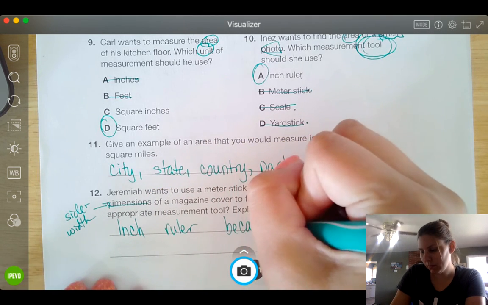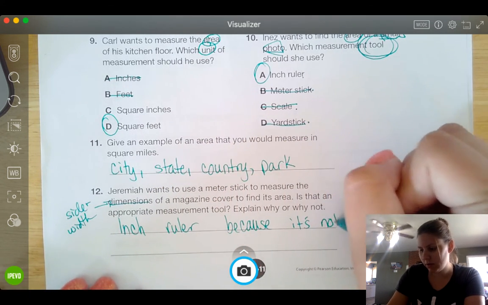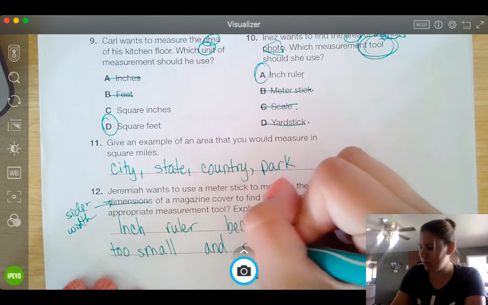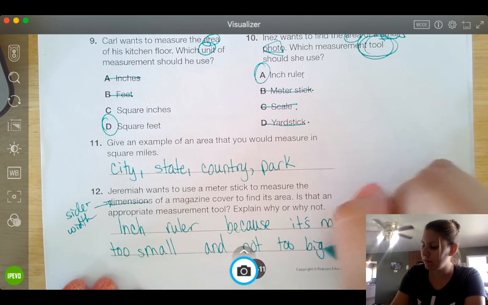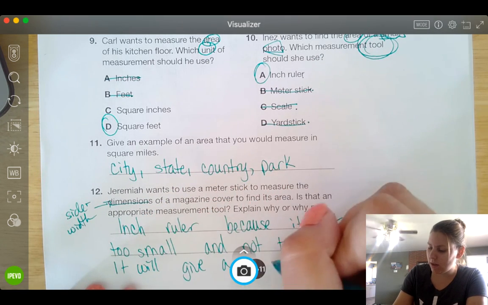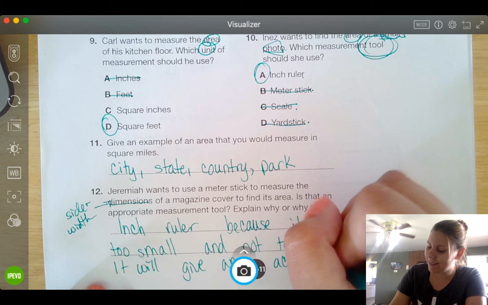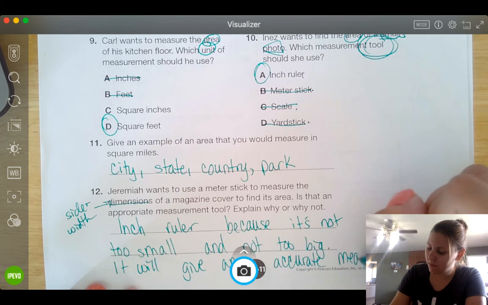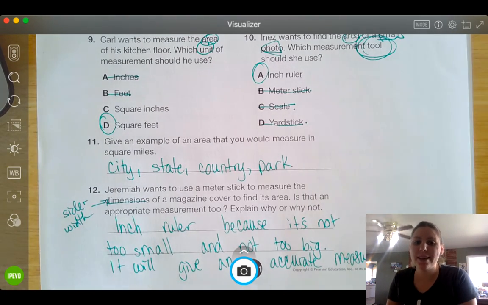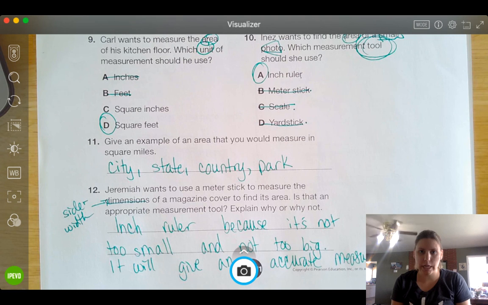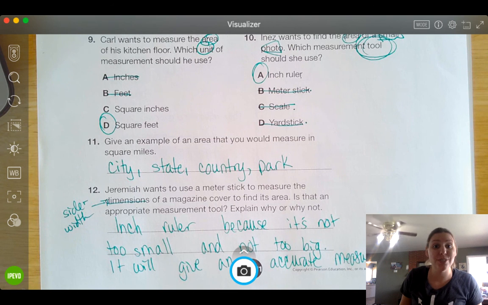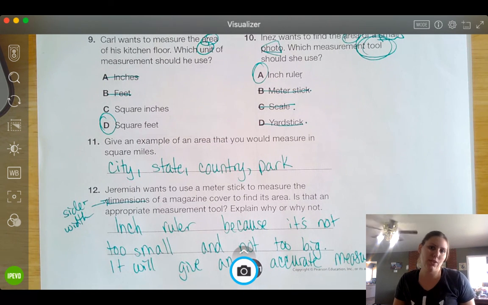because it's not too small and not too big. It's just right. It will give an accurate measurement. So I would use an inch ruler because it's not too small, it's not too big, it'll give an accurate measurement. It's not going to be like a square mile where I wouldn't be able to use it, and it's not going to be tiny centimeters that would take me a really long time.